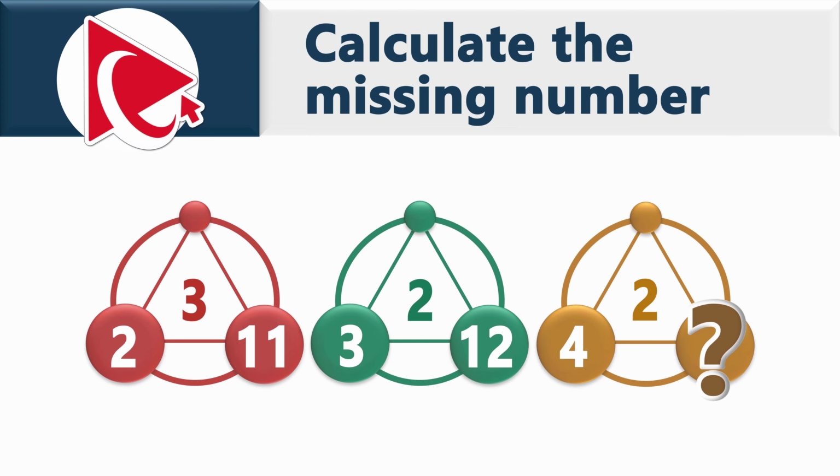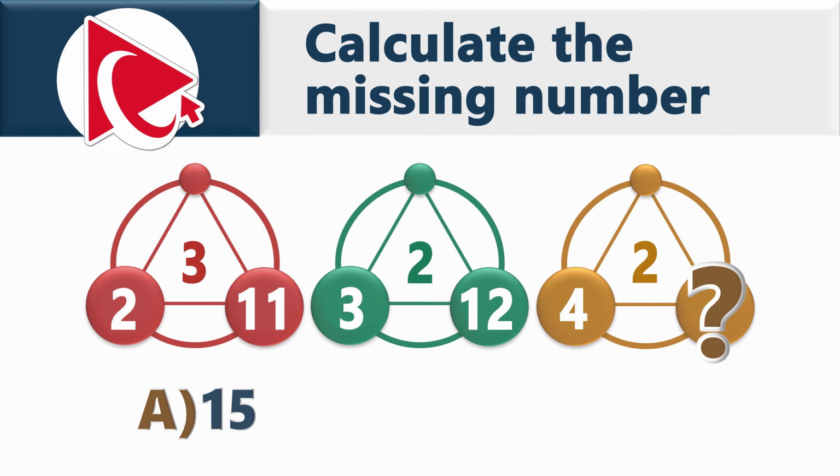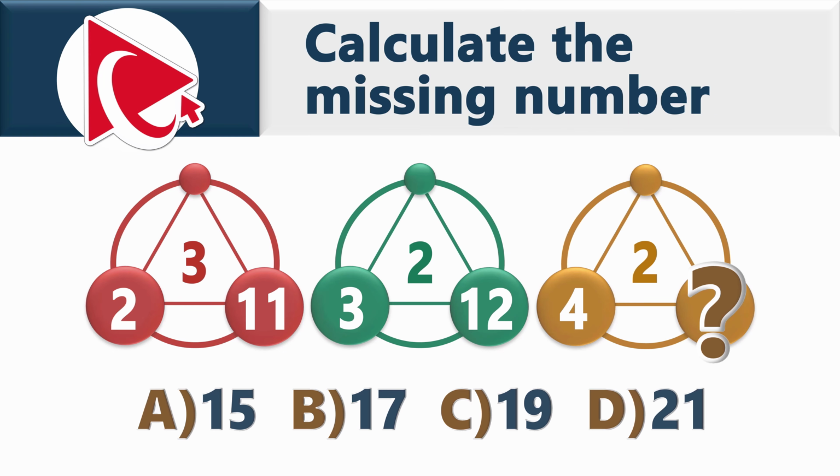Once you calculate it, select it out of 4 possible choices. Choice A, 15. Choice B, 17. Choice C, 19. And last but not least, choice D, 21.